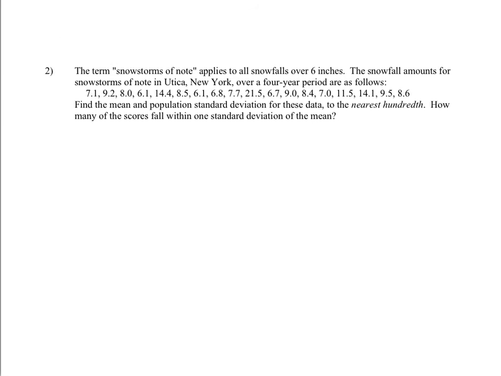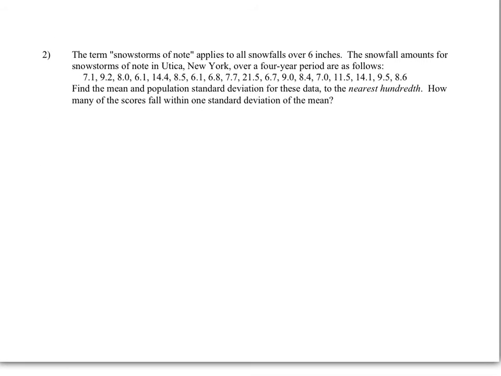Let's look at example number 2. So here I have a snowstorm problem. I am given my data set which includes the number of inches over the past 4 years. A snowstorm of note is when we have snowfall over 6 inches. So I have a data set of all of our snowstorms of note.